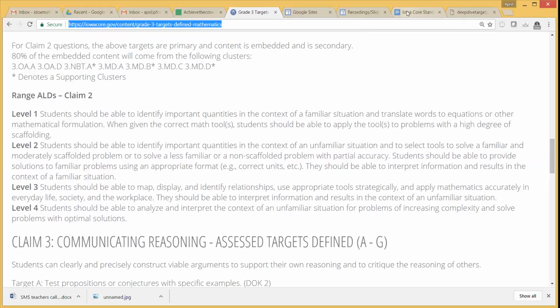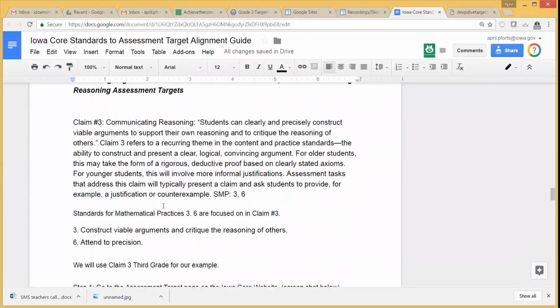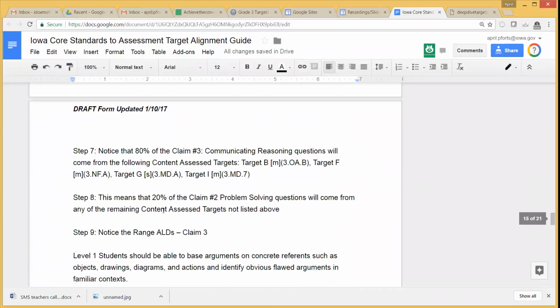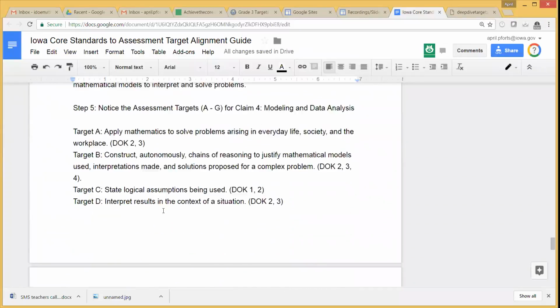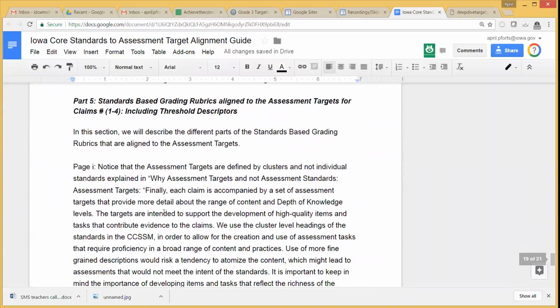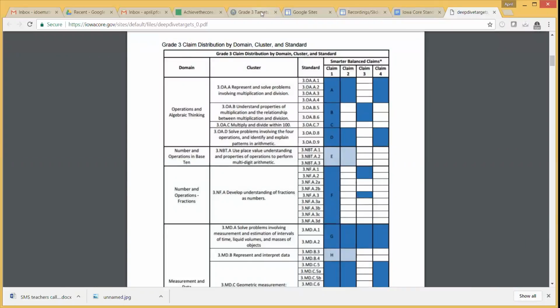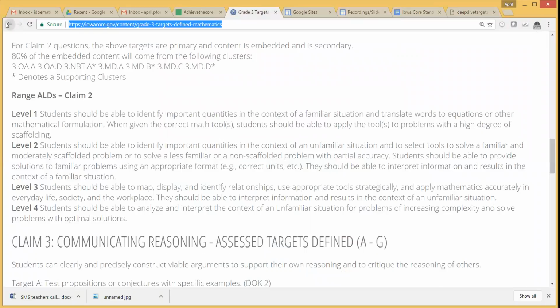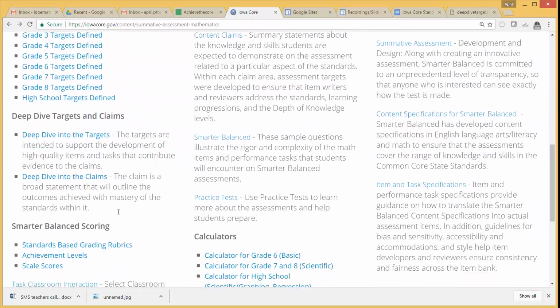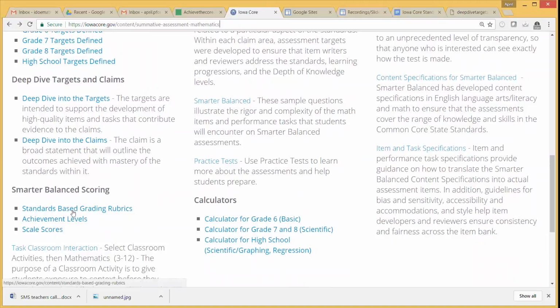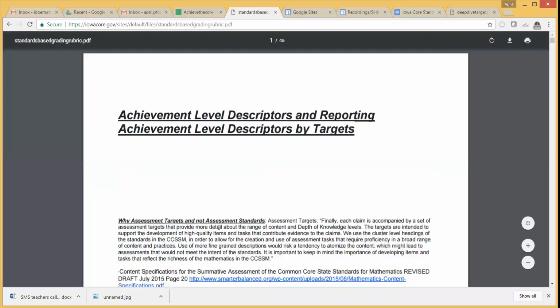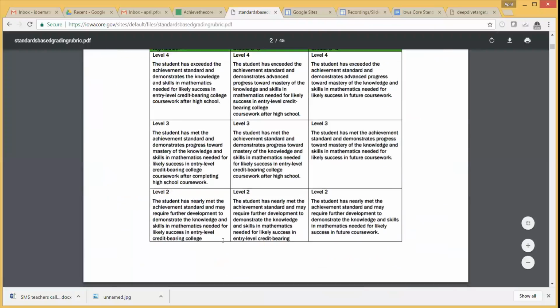So if we go back to this document here and we scroll all the way down to part 5, getting all the way past claim 3 and 4, this part 5 walks you through this standards-based grading rubric to align the assessment targets for claims 1 through 4, including threshold descriptors. So you might be wondering, where do I find those? Let's go back to the Iowa Core page here. If I back out and go back to that summative assessment page, I'm going to come down to the bottom, standards-based grading rubric, and I'm going to open up this document.